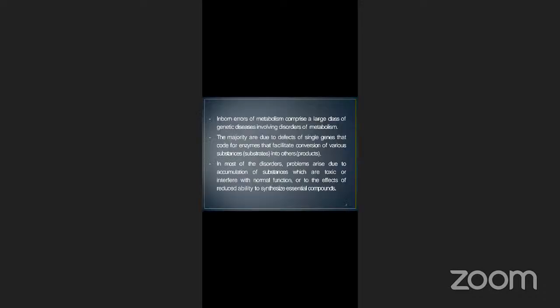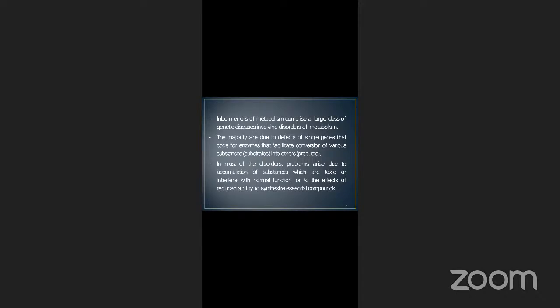I will explain. Inborn errors of metabolism are genetic diseases which influence the metabolism. Metabolism includes various enzymes, anabolism and catabolism, like breakdown and synthesis. At every step of this pathway we have enzymes, and these enzymes are coded by various genes. When there is a defect in the gene, that enzyme is affected, and if it is not present, the pathway will get affected and the phenotype will change.